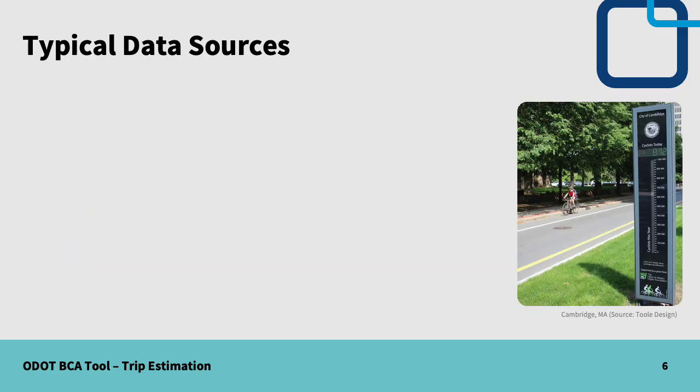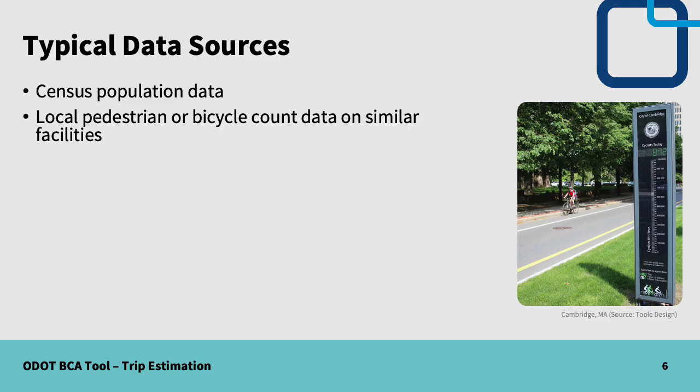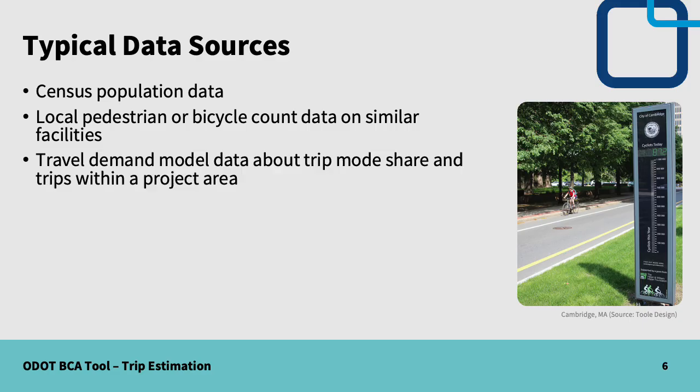There are many ways to estimate trips, largely depending on the type and quality of data available. We will review a few examples here. Census data collection may include information on population, age, employment, or commute data. This may be local, regional, or if unavailable at those levels, national data. Activity data, such as local pedestrian and bicycle counts for similar locations or existing facilities, can inform the number of people that will realistically use the proposed project.